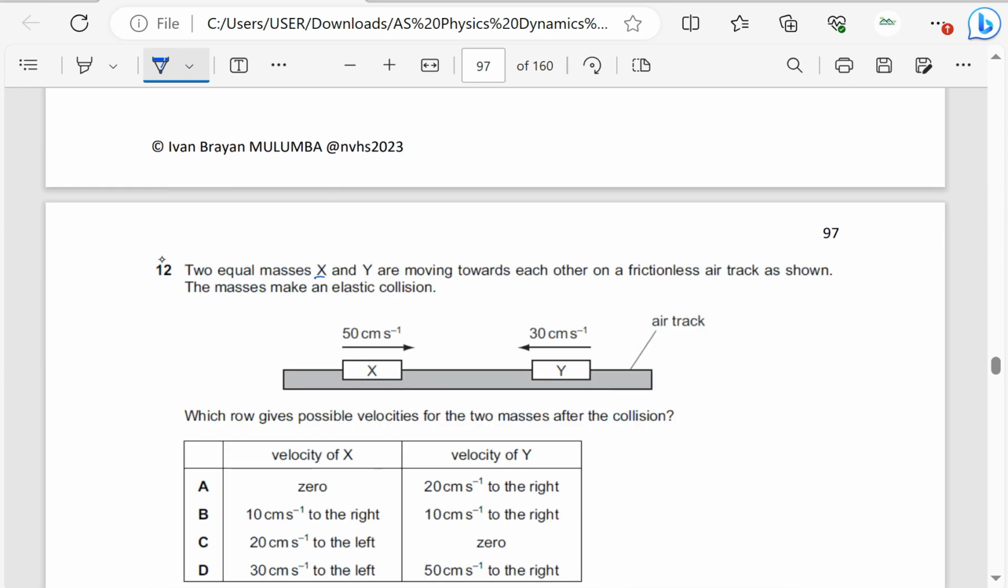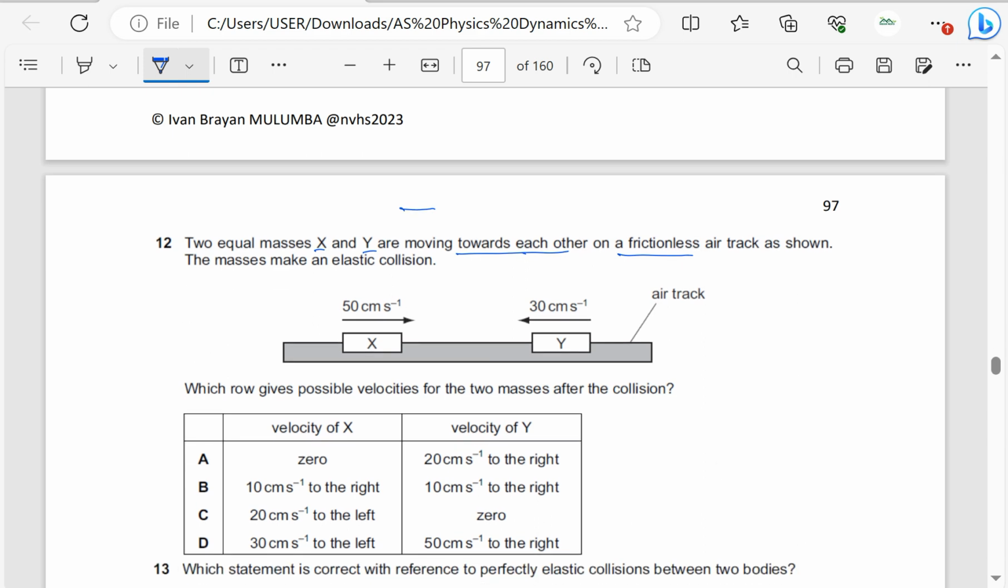Two equal masses X and Y are moving towards each other. The diagram is shown here on a frictionless air track, so there is no resistance. The masses make an elastic collision.